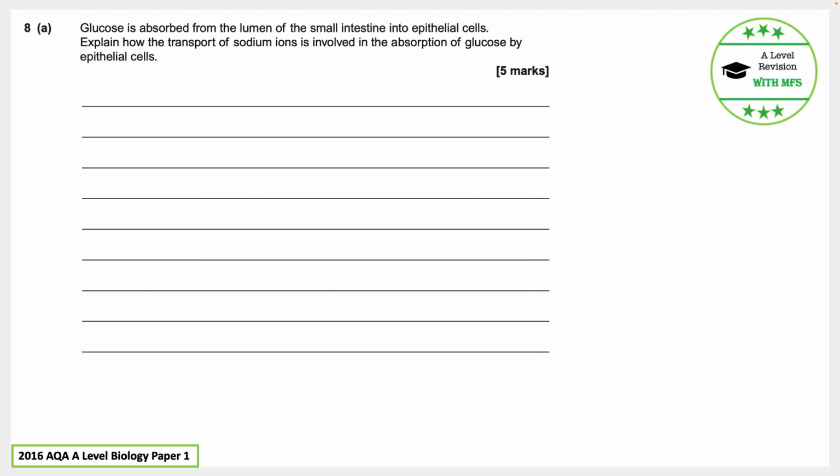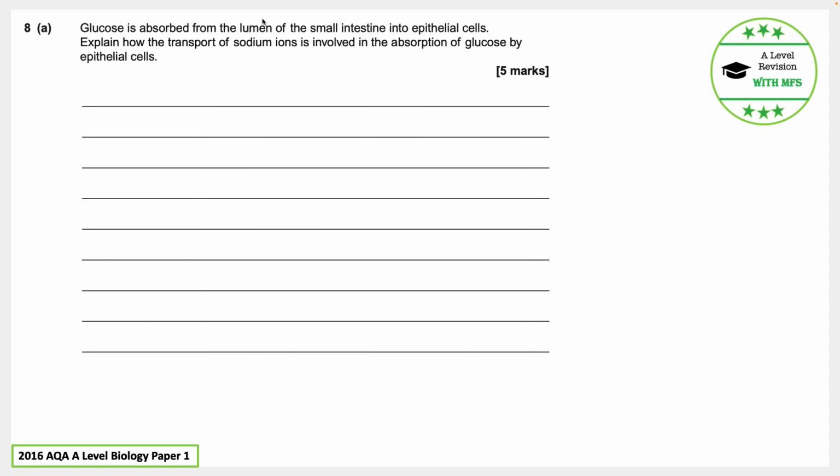Now this question is from the 2016 AQA A-level biology paper 1. It says glucose is absorbed from the lumen of the small intestine into epithelial cells. Explain how the transport of sodium ions is involved in the absorption of glucose by epithelial cells. So this is like a model answer you would need to learn, as it's a common one for exams, but again it's explicitly mentioned in the specification.